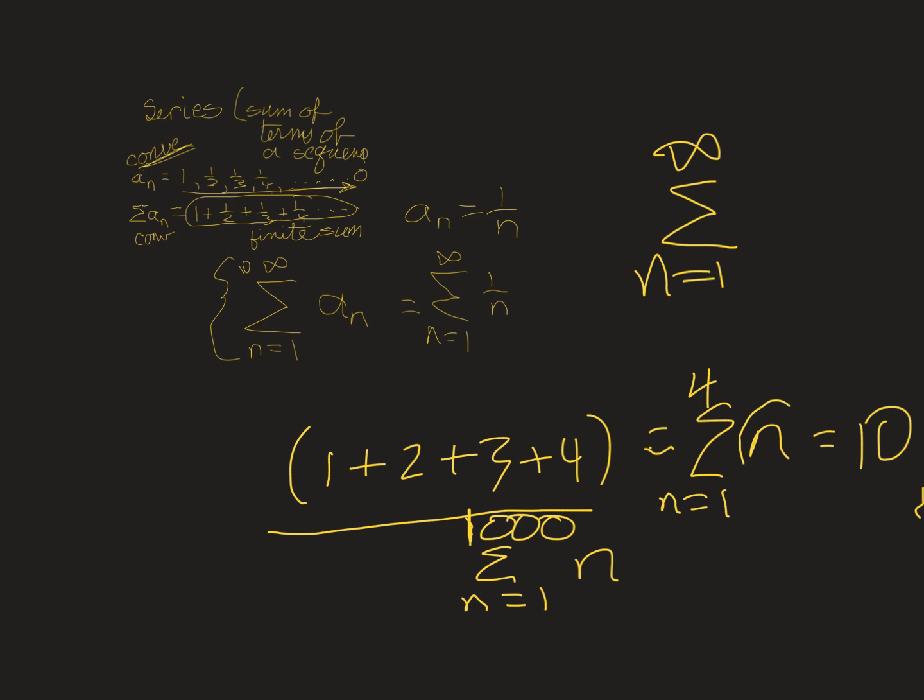Now, the series where a sub n is equal to n is not going to converge, because you just keep adding numbers to it, and it gets bigger and bigger. So it's not going to be a very nice series. Your textbook gives you a definition of a series and the definition of what convergent is. All right, let's go on.